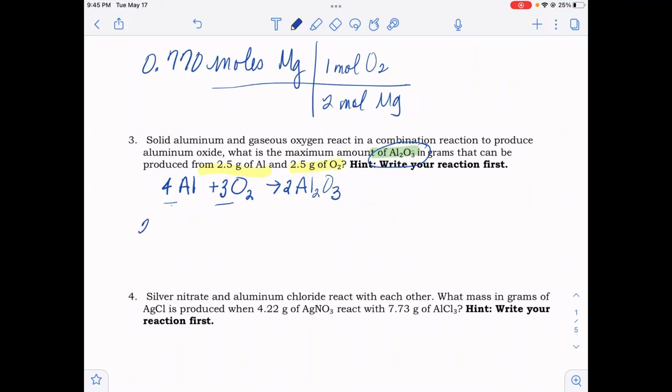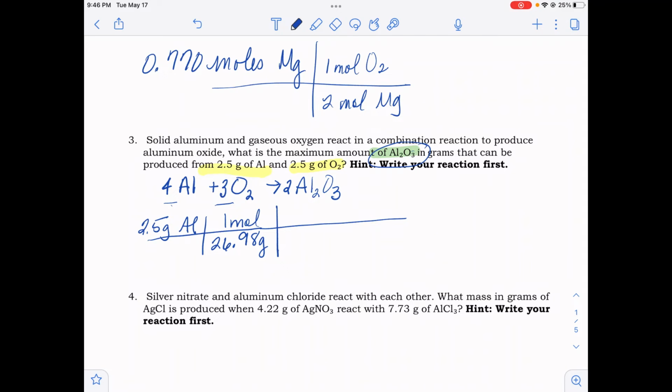So we start with 2.5 grams of aluminum. Now we come to a conundrum because we do not have moles. We are starting with grams of aluminum. So looking at the mole map, you change grams to moles by dividing 2.5 grams by 26.98 grams in 1 mole. All right, that changes us to moles of aluminum.